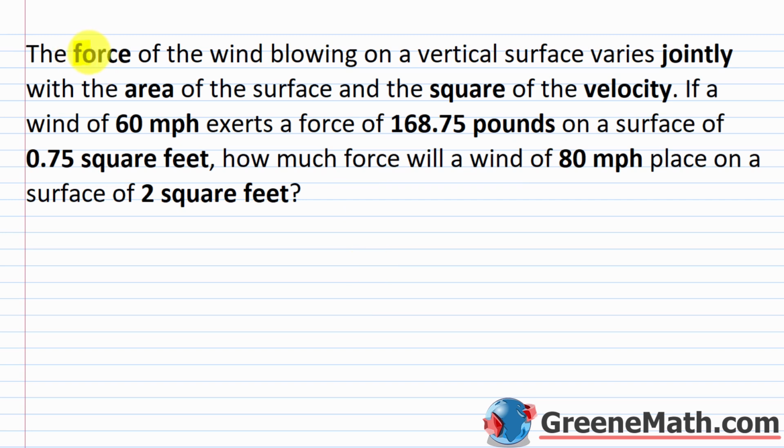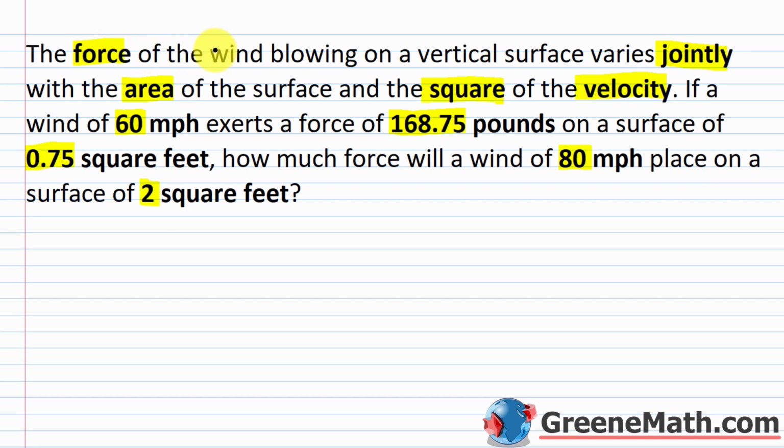So we have here that the force of the wind blowing on a vertical surface varies jointly with the area of the surface and the square of the velocity. If a wind of 60 miles per hour exerts a force of 168.75 pounds on a surface of 0.75 square feet, how much force will a wind of 80 miles per hour place on a surface of 2 square feet? Okay, so let's start with a model.